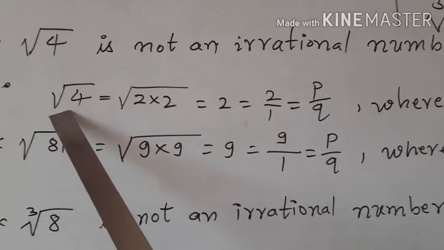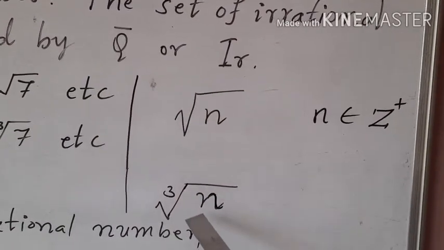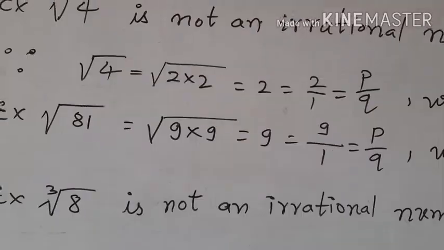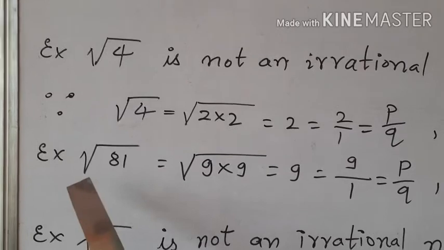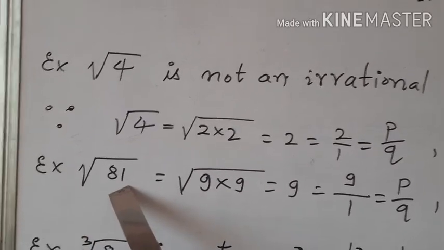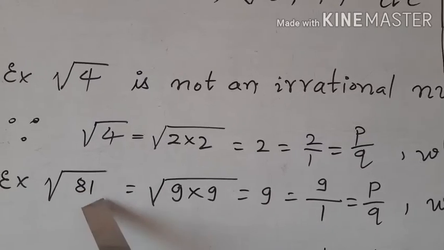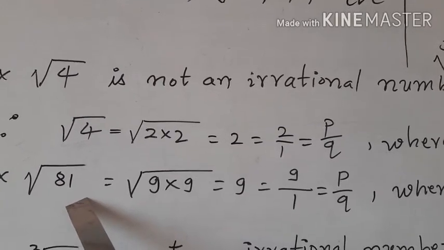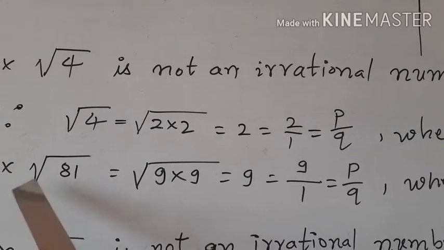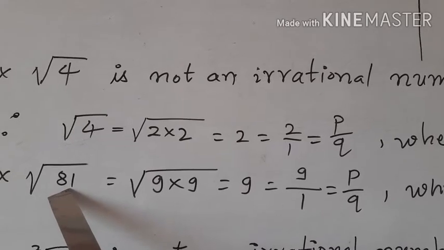It is a rational number. Secondly, is square root of 81 an irrational number or not? See here, square root of 81 is not an irrational number, because here this is the square root mark, and here the value of n is 81.